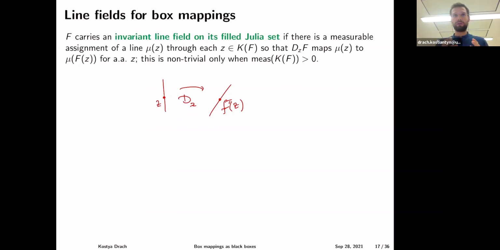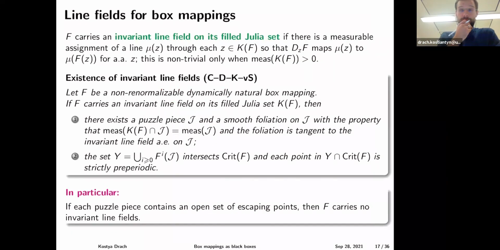And since they're supported on K of F, they only make sense if K of F has some positive measure. And we were able to show that for non-renormalizable dynamically natural box mappings, the map F carries an invariant line field only in a very particular situation. This is a formal statement, which I'll probably skip since I'm running a little bit out of time. In particular, if we are in a Yoccoz situation and each puzzle piece contains an open set of escaping points, then F carries no invariant line fields, and hence does not admit spaces for this QC deformation.